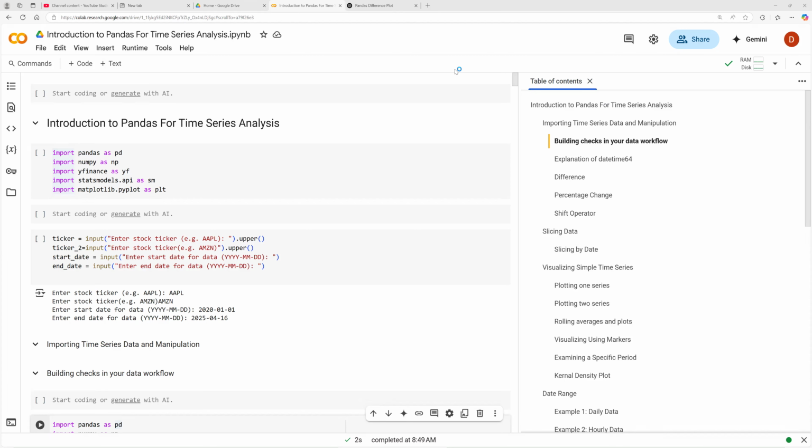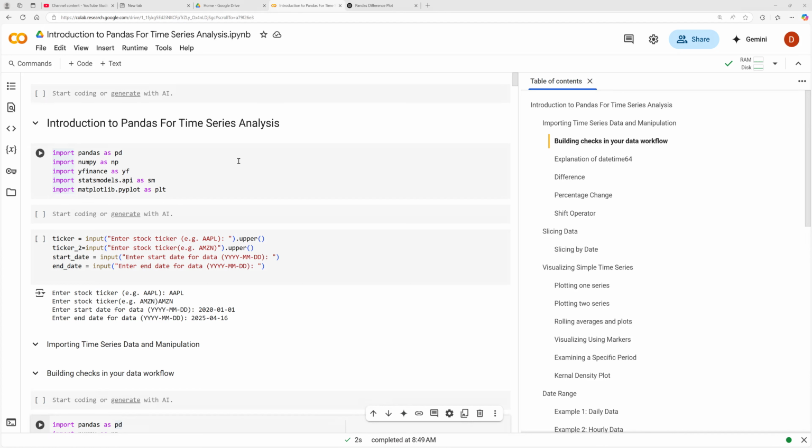Hello, welcome to Introduction to Pandas for Time Series Analysis. This is a tutorial that I'm going to be going over. As an example, I'm going to use financial data, but there's going to be times during this tutorial where I won't be, just to illustrate a quicker point.